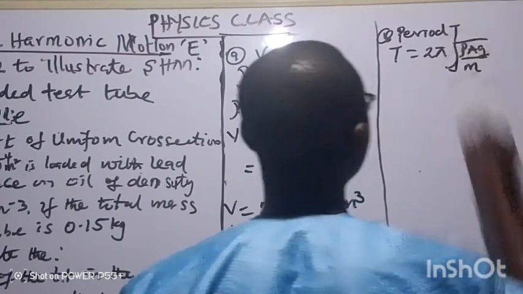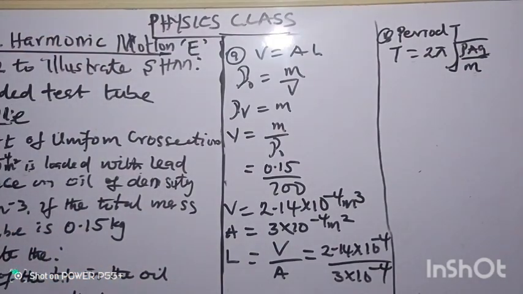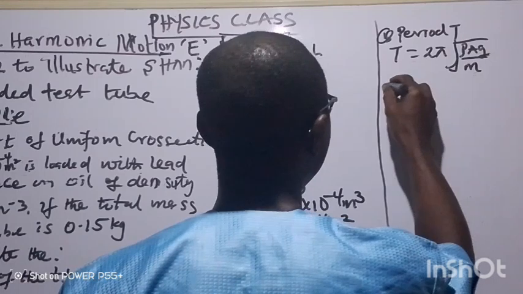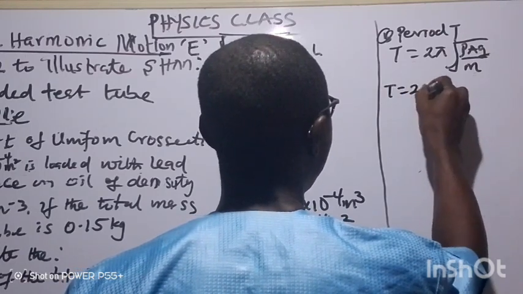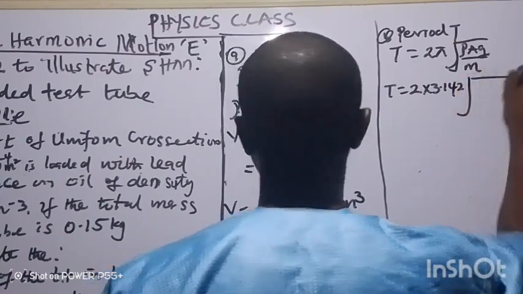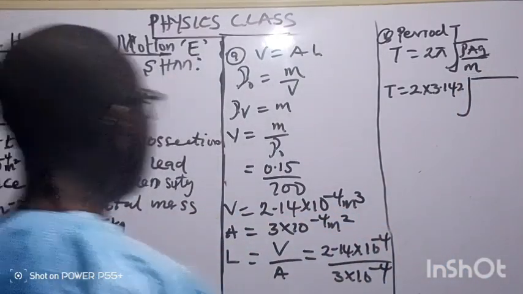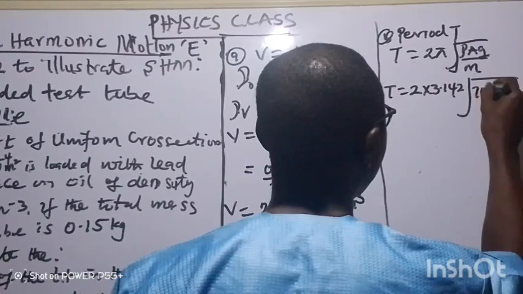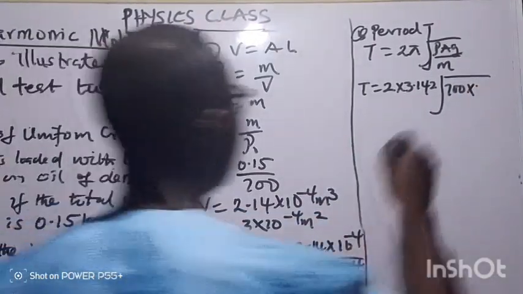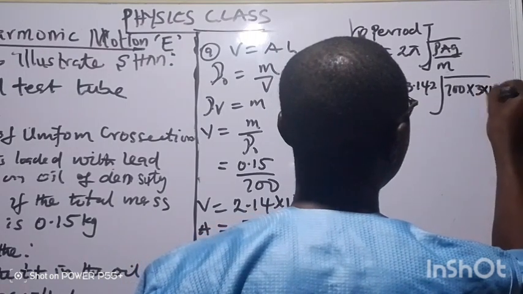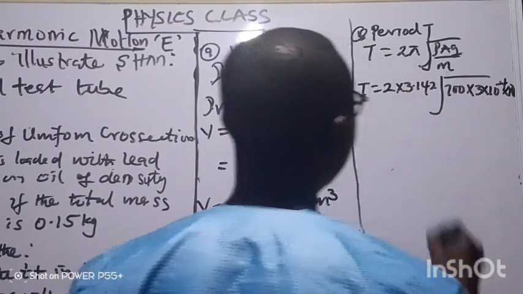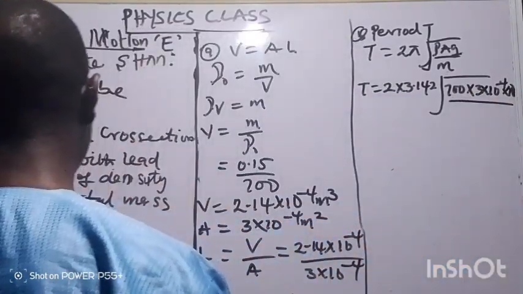That's the formula for period. Now, this one will give us T equal to 2 multiplied by 3.142 into the square root of, what is our density given? 700. What is our A? According to the question, 3 times 10 raised to power minus 4 times 10 raised to power minus 4, then multiplied by 10, then divided by, what is the mass? It is 0.15.